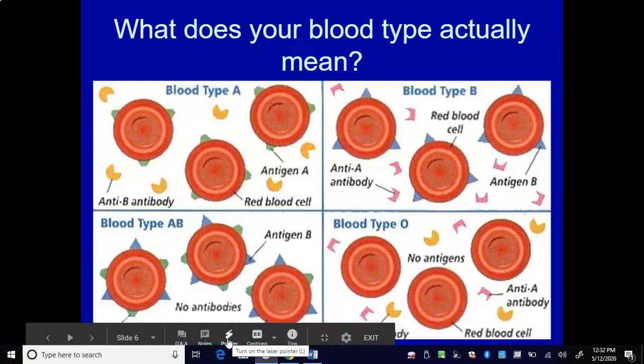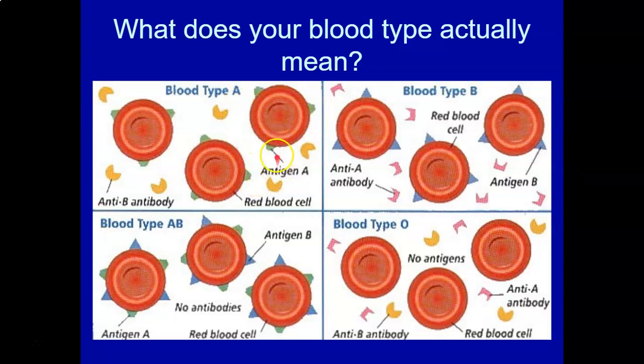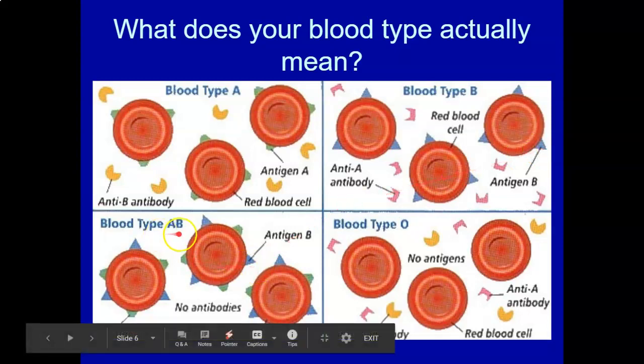So what does your blood type actually mean? It has to do with a protein on the surface of your red blood cells. For example, if you have blood type A, you have what's called an antigen A on the red blood cells. This is the protein, called an antigen. If you have blood type B, you have B antigen on the surface. If you have AB, you have both A and B antigens on the surface. And if you have blood type O, you have no antigens.